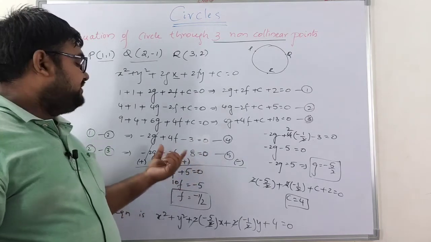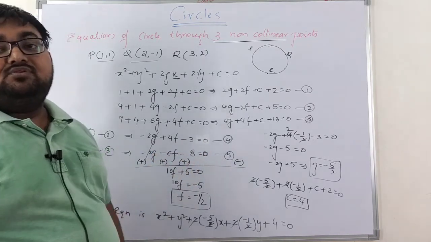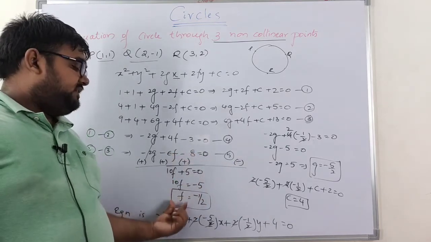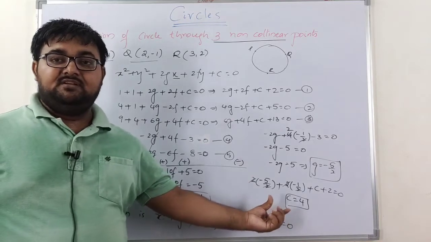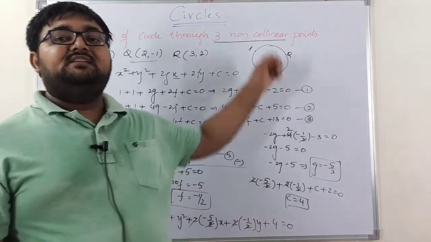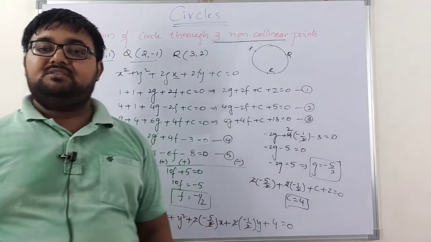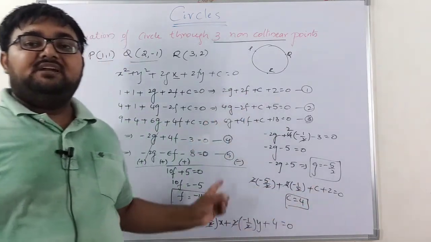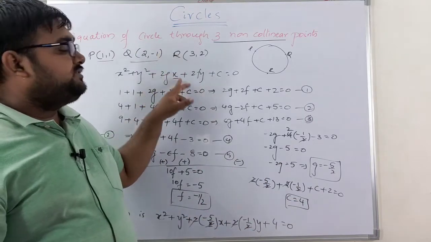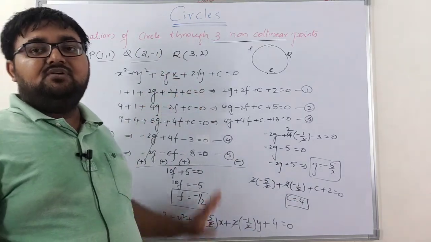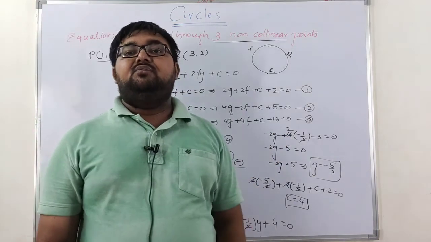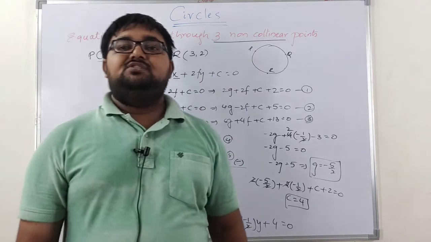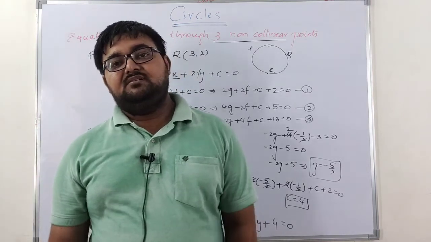Next, since we have 2 linear equations in 2 variables, we can solve for f as well as g. After getting the f and g values, you can substitute in equation 1, 2 or 3. By substituting there, you are going to get the value of c. After finding all the 3 values, you are going to substitute in the required equation. On final simplification, you are going to get the answer. So this is one procedure, right? Using this procedure, we can find the equation of the circle.